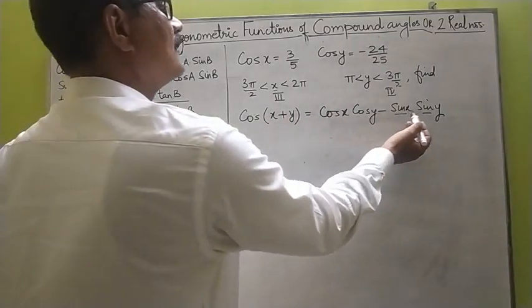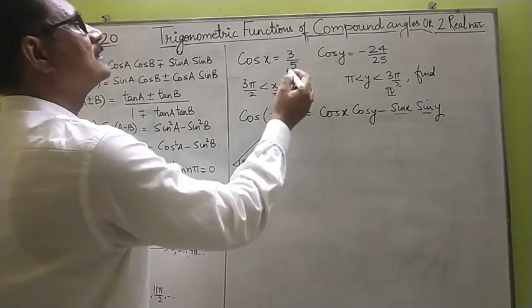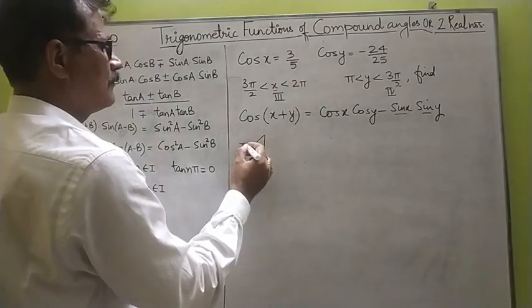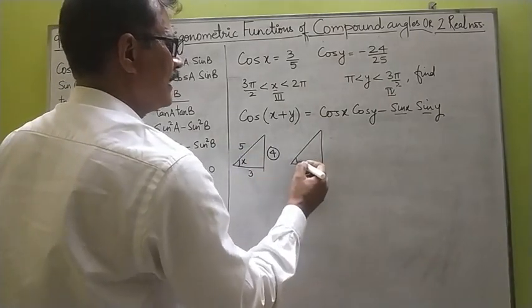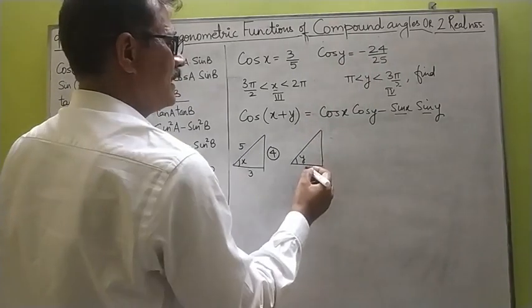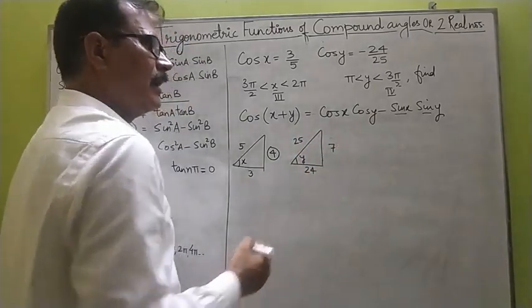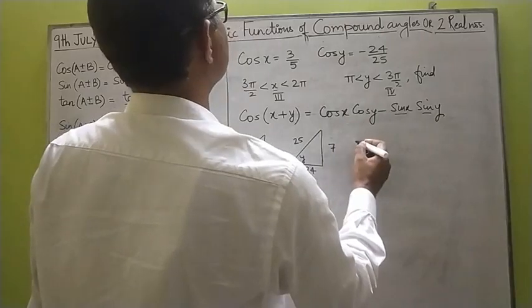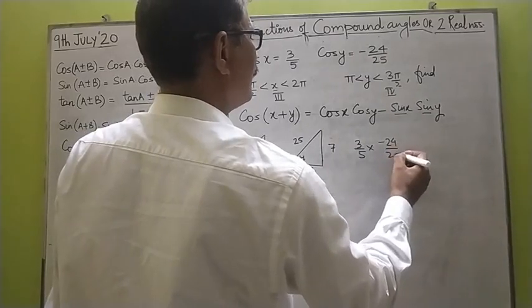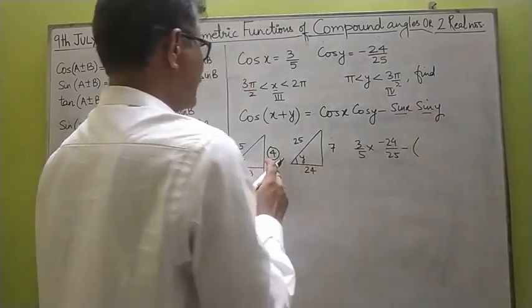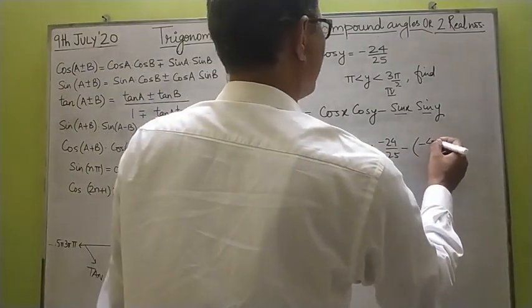Now how do we find the value of these? Again, by using the same Pythagoras theorem, drawing two right angle triangles, marking x here. Cos is given 3 by 5, so base is 3, hypotenuse is 5, and perpendicular turns out to be 4. In the same way, for y, you have been given the value of cos y, base is 24, hypotenuse is 25, so the perpendicular will turn out to be 7. Now put these values in the formula. Cos x is 3 by 5 into cos y, minus 24 by 25, minus sin x, which is 4 by 5, but it will be negative because it lies in the third quadrant, so minus 4 by 5.